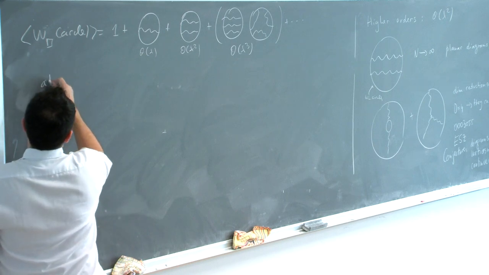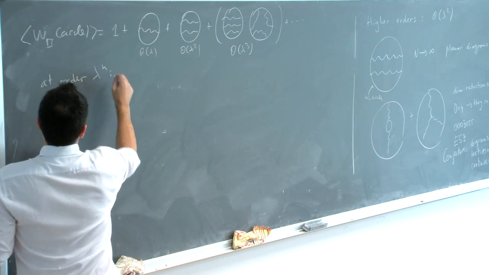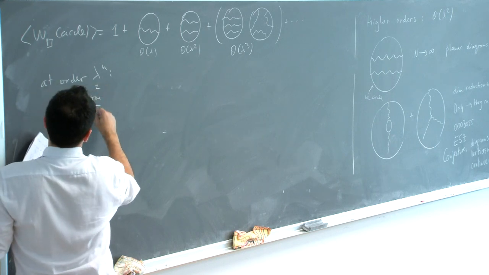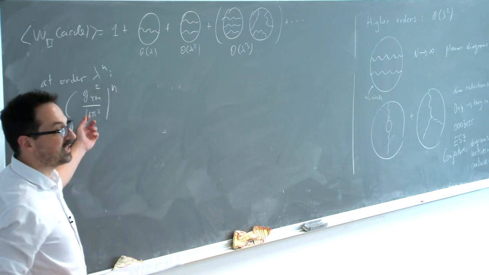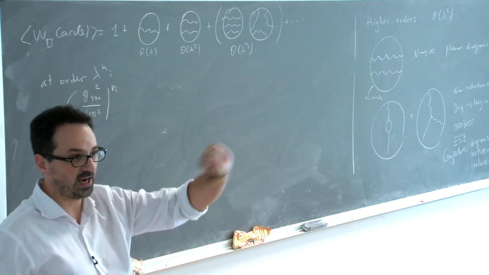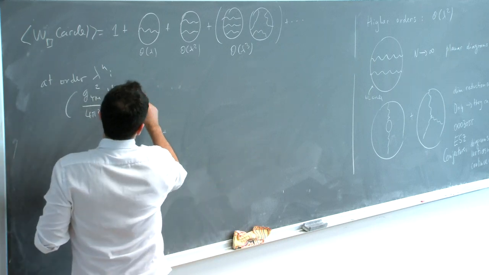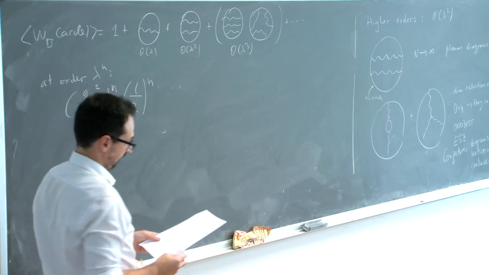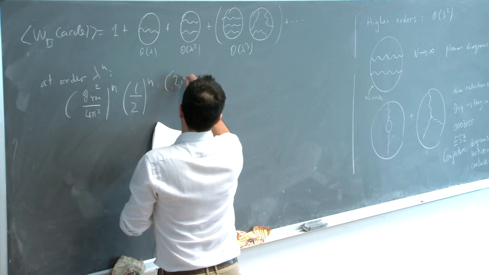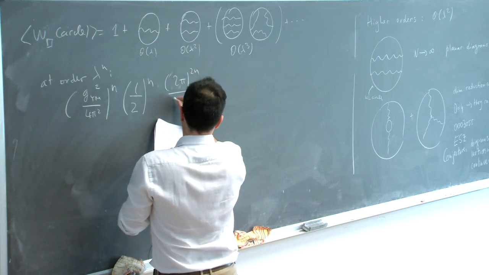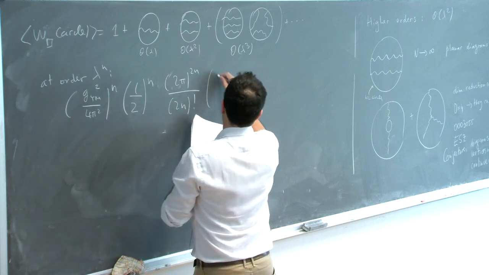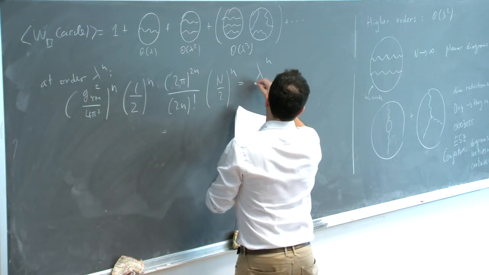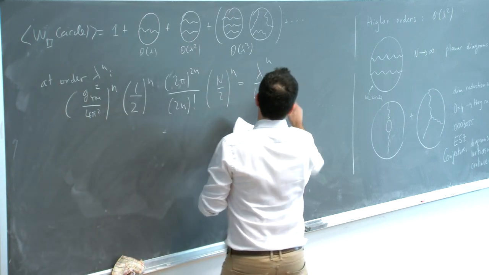So at order n, we have what? We have g Yang-Mills squared times 4 pi squared to the n. This is the factor that was coming from the combined propagator, if you remember. Then we had 1 over 2, again, to the n. This was the constant piece. Then we have 2 pi to the 2n, 2n factorial, and then we have n over 2 to the n, which in total gives you lambda to the n, 4 to the n, 2n factorial.